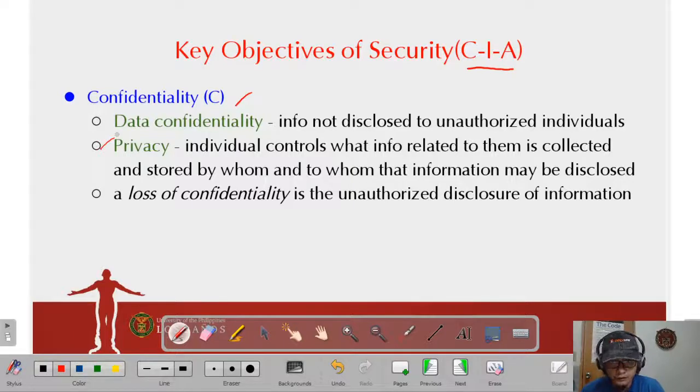A loss of confidentiality is the unauthorized disclosure of information. If you've heard of the Comelec leak, this was a few years back, wherein an information system was breached and the data for some voters were made available, were downloaded and distributed via torrents. So that is a loss of confidentiality, because that voter information should not be made publicly available.